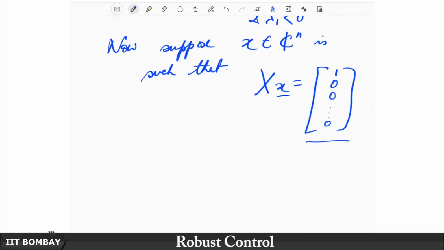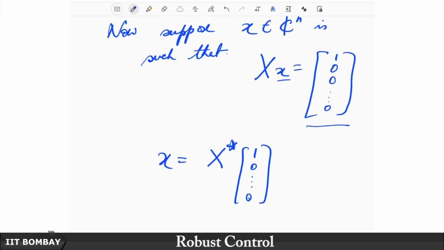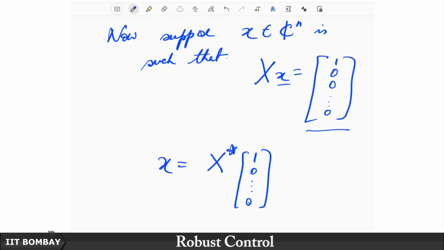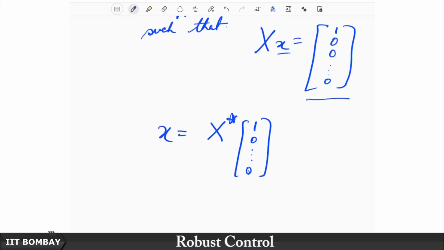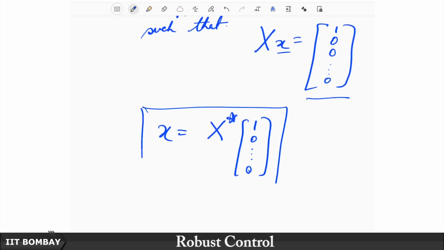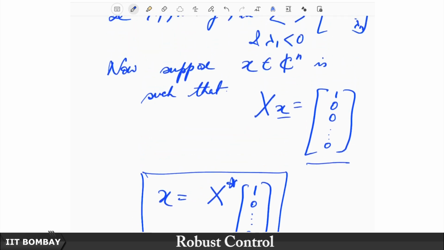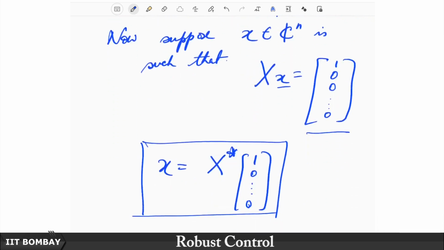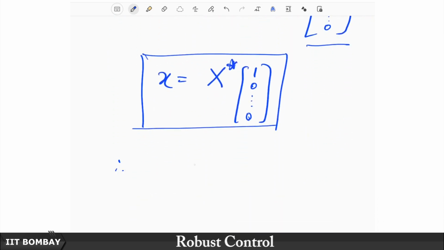Now, the point is, can we always find such an x? Well, of course we can, because then x turns out to be just this big X Hermitian times 1 0 0 0 0. Why? Because of course this big X is unitary, therefore it is full rank, because you hit it with X star on the left or right and you get identity. So therefore this is clearly such a choice of x.